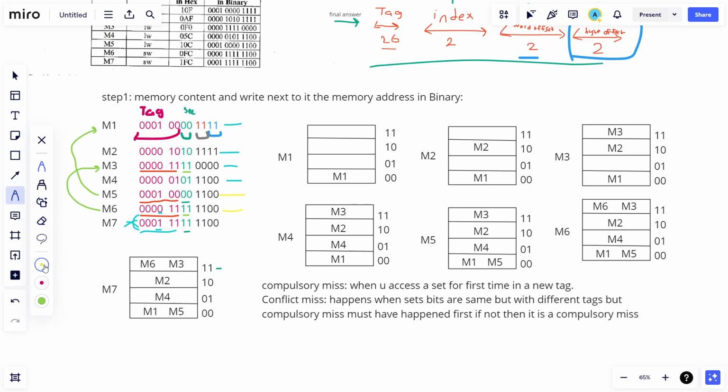Well, coming back to conflict miss, the definition says it happens when set bits are the same but with different tags. I should have written this in a red color, and I will write it in a red color and come back. Okay, but a compulsory miss must have happened first. If not, then it's a compulsory miss. Well, did we access this tag before, which is 000111? No, we didn't access it first. Then it's a compulsory miss.